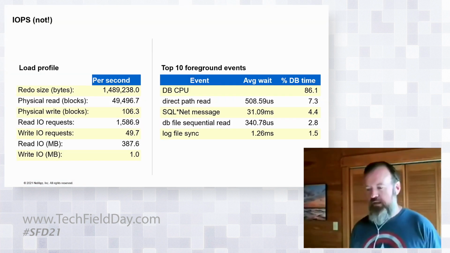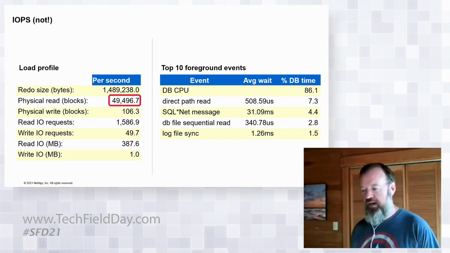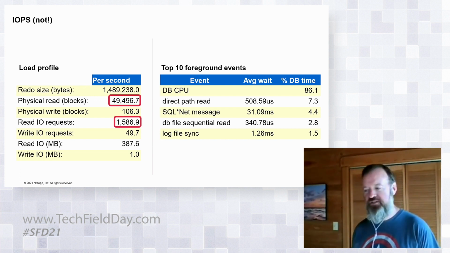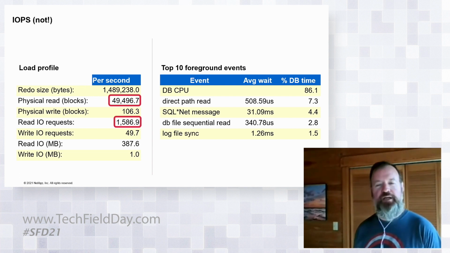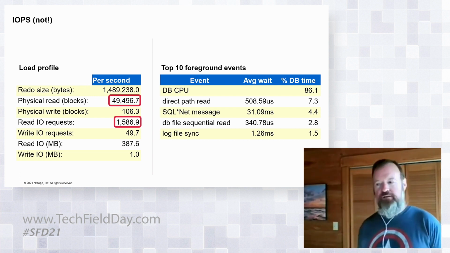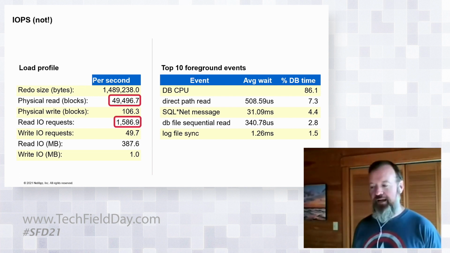An example of how IOPS are not necessarily IOPS. This database in this sample read about 50,000 blocks, but it did it with 1,500 IO requests. What it's doing is reading multiple blocks at a time. This is sequential IO. So if you tell your storage vendor, I need 50,000 IOPS, that's not right. This is not 50,000 IOPS. Strictly speaking, this is 1,500 IOPS, but that doesn't really mean anything for sequential IO.